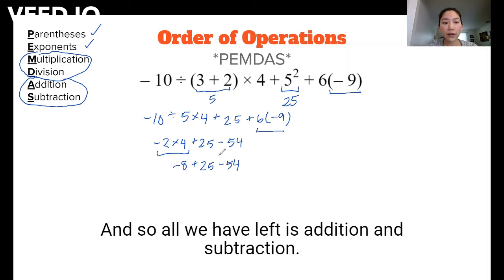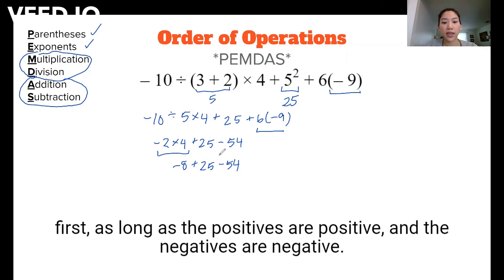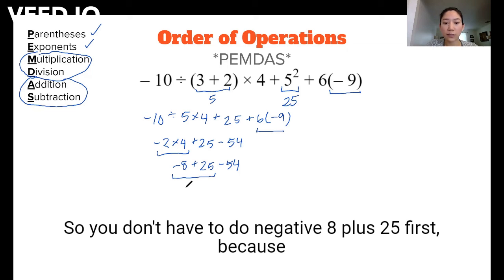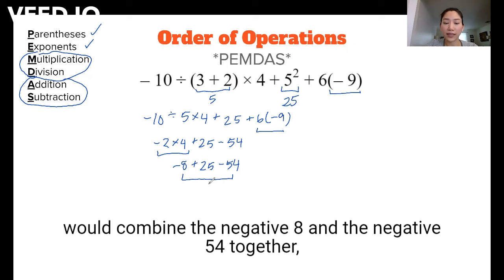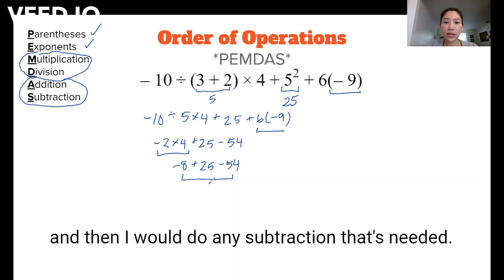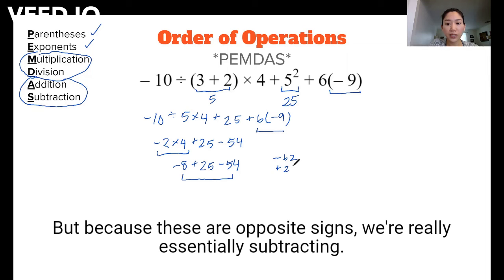And so all we have left is addition and subtraction. And again, it doesn't necessarily matter which one you do first, as long as the positives are positive and the negatives are negative. So you don't have to do negative 8 plus 25 first, because personally, I like to combine the same signs first. So I would combine the negative 8 and the negative 54 together, and then I would do any subtraction that's needed. So negative 8 plus a negative 54 gives us a negative 62, and then we would add 25, but because these are opposite signs, we're really essentially subtracting.